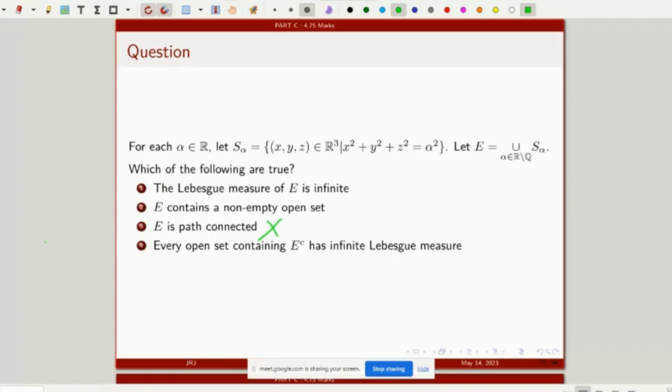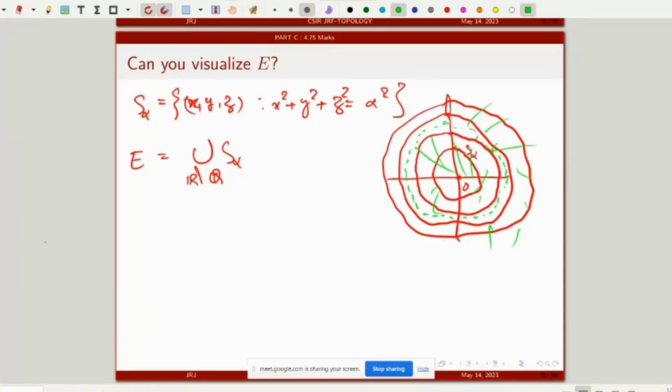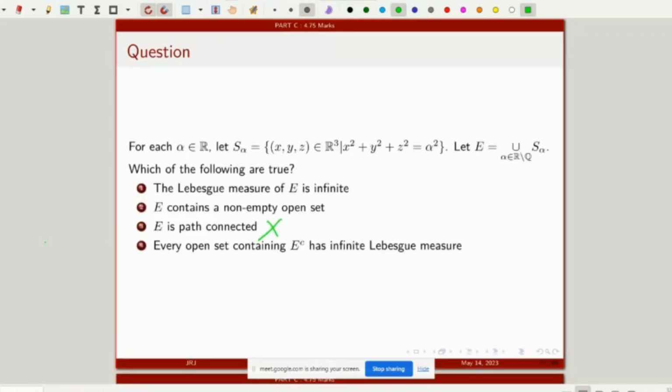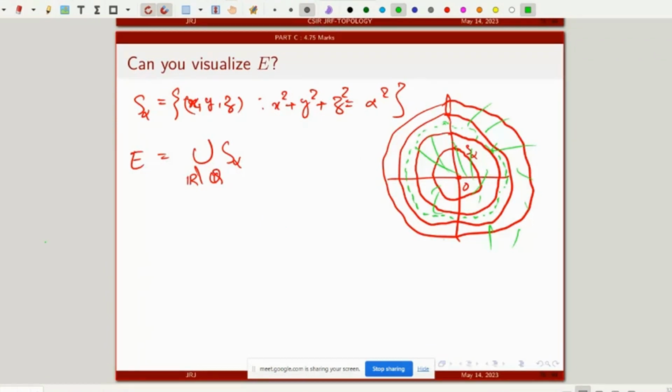Now what about option 2? Will it contain a non-empty open set? Using the Lebesgue measure of E, we can avoid option B also. If the Lebesgue measure is greater than 0, it contains an open set, but I think in this case it will be 0 actually. So it won't contain an open set. What will be the Lebesgue measure of E? I think it will be 0 in this case. Why is it 0? Because it just contains the boundary.